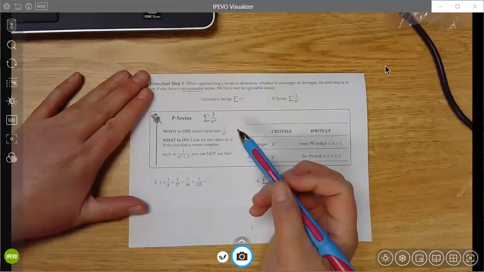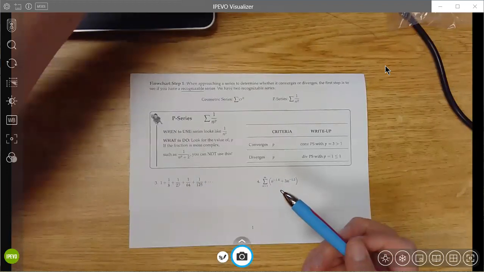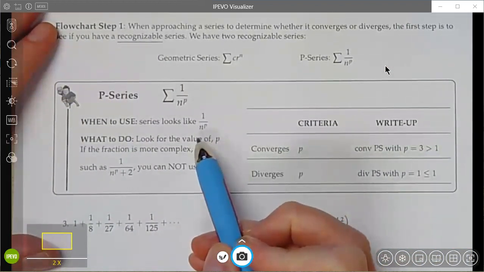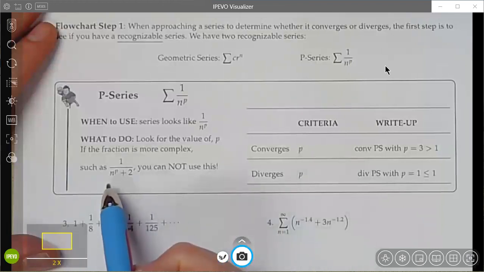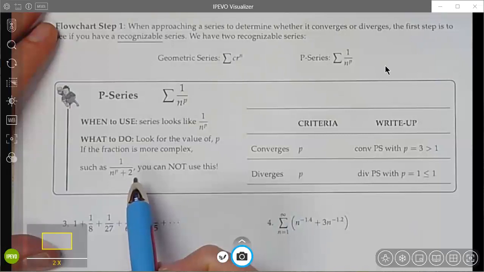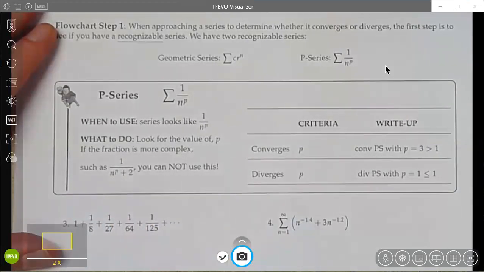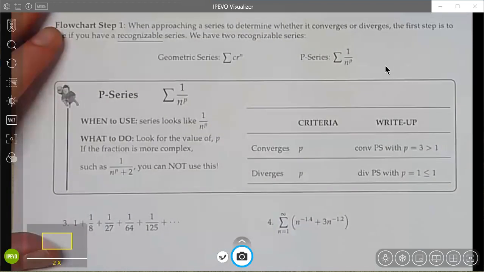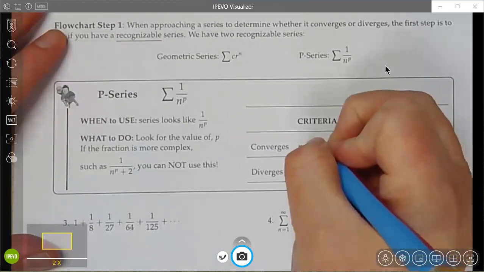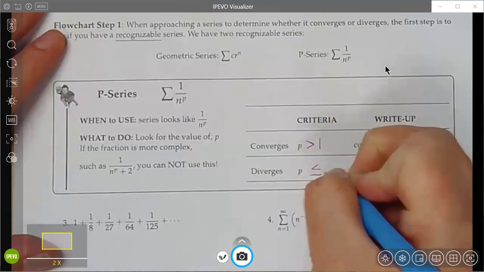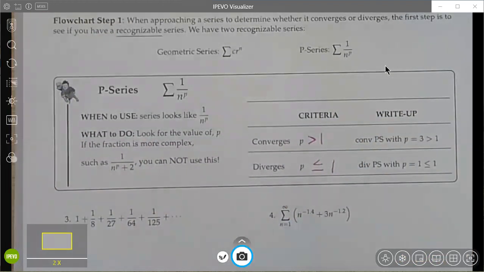Right, so a p-series has the form 1 over n to the p, and you're going to use it whenever you see something that looks like that. One thing to be careful about is this doesn't work if you have something like n to the p plus 2. You're going to have to use a different tool for that. Okay, so we know that this will converge if p is greater than 1, and it's going to diverge if p is less than or equal to 1.